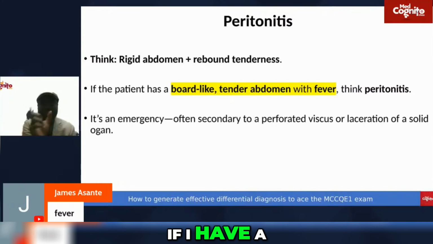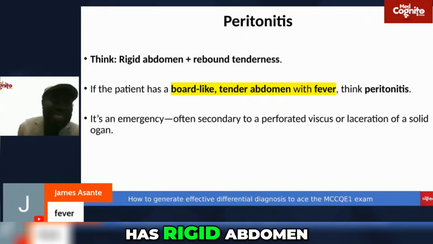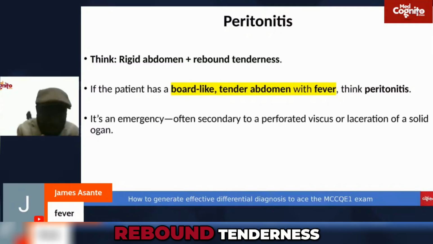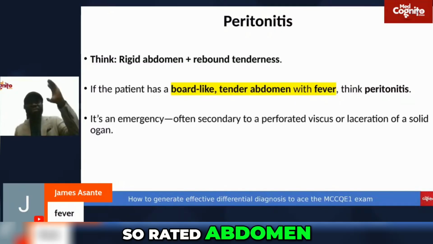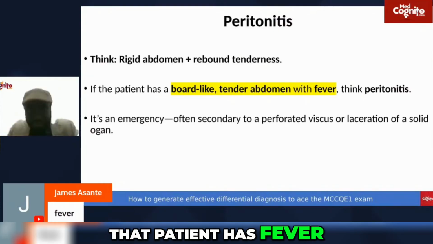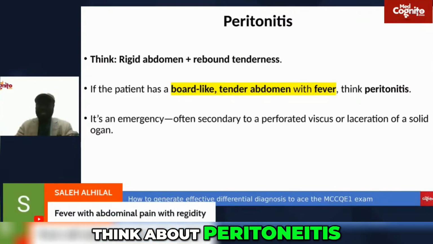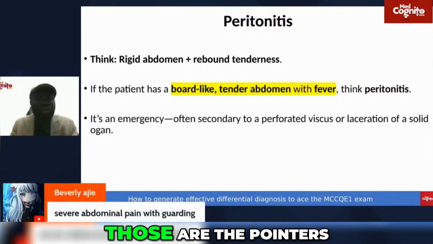Number one, if I have a patient who has board-like rigidity. Number two, if I have a patient who has rigid abdomen, rebound tenderness, board-like rigidity with fever. That patient looks very sick. That patient has fever. Think about peritonitis. So fever with abdominal pain with rigidity. Beautiful. Those are the pointers.